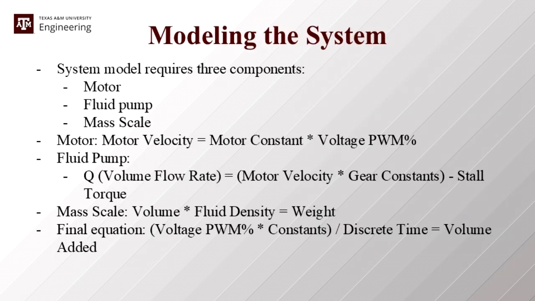Modeling the system requires three components: the motor, the fluid pump, and the mass scale. The motor provides a driving force to the control system through the motor velocity. The motor velocity is found by multiplying the motor constant by the voltage PWM. The fluid pump is modeled by the volumetric flow rate it provides. This is found by multiplying the motor velocity by the gear constants and subtracting the loss of torque due to stall. The mass scale is modeled by multiplying the volume by the fluid density. Once all these components are gathered, the model is then converted into discrete time.